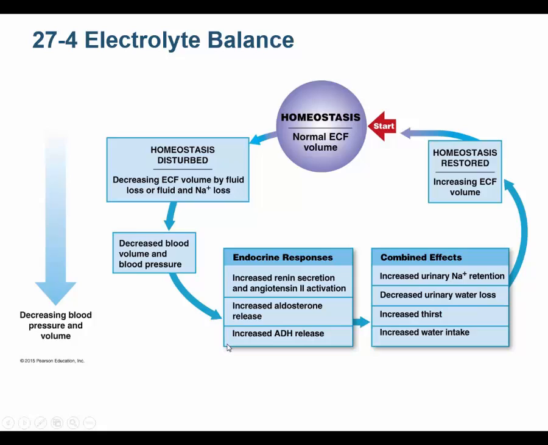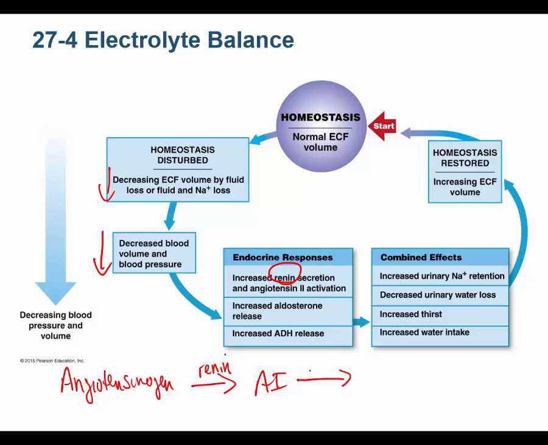What happens if the volume goes the other way? Well, this is the renin angiotensin aldosterone story. I have decreased extracellular fluid volume that leads to decreased blood pressure. My kidneys detect that and secrete renin. Okay, I really don't want to do it again. All right, one last time. Angiotensinogen is converted to angiotensin 1 by renin. Angiotensin 1 is converted to angiotensin 2 by ACE.